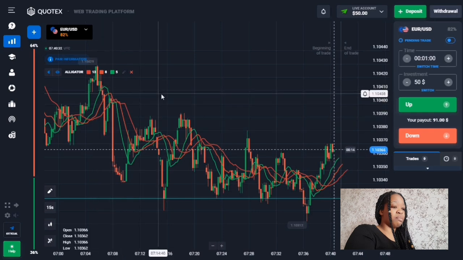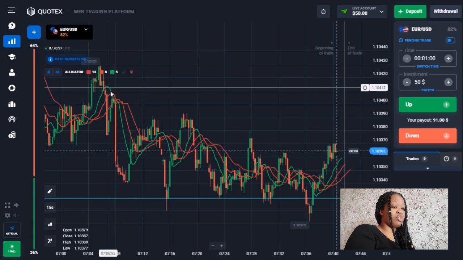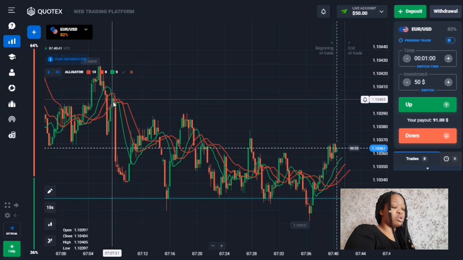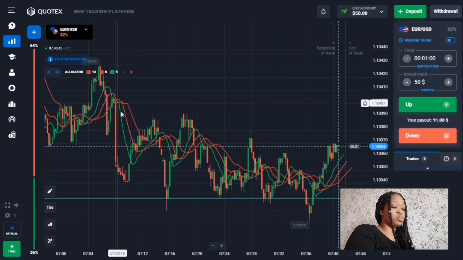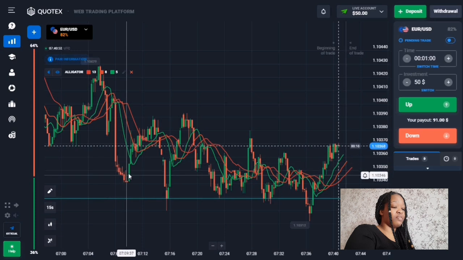So how do you enter the market? To enter the market, you have to look at the green moving average. For example, if it is crossing the red moving average from top to bottom, this is a signal to enter the market with a down trade. The price will be falling in this case, and the chart showed that the price really fell down.